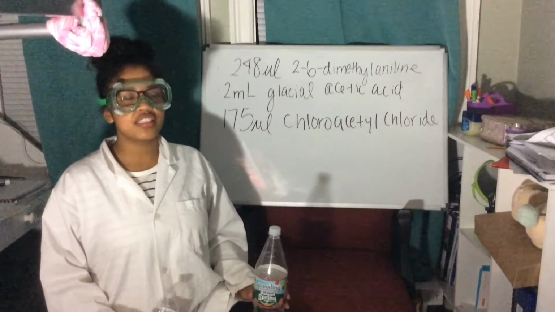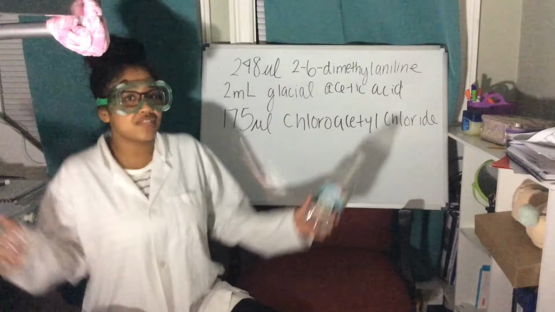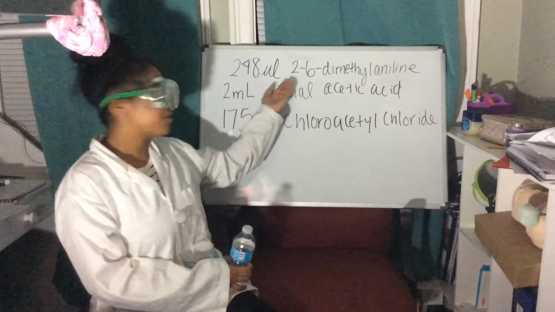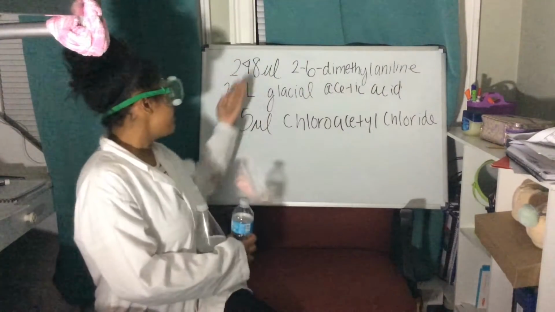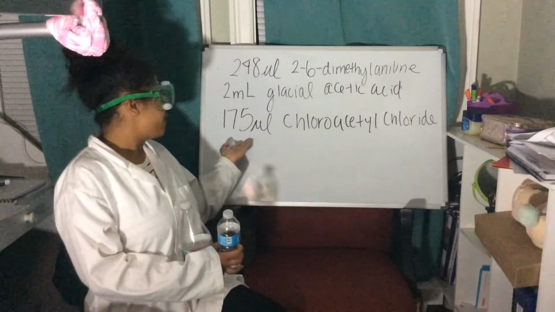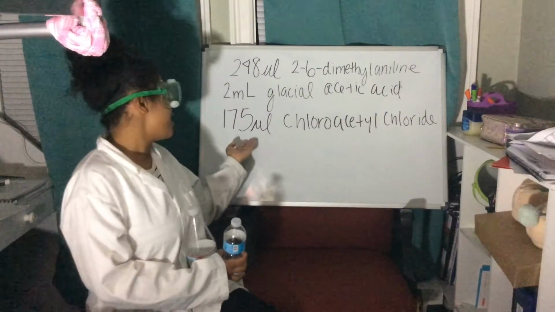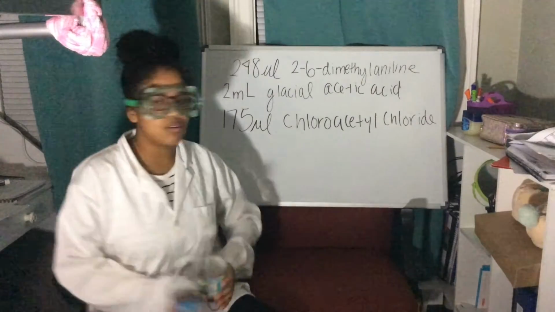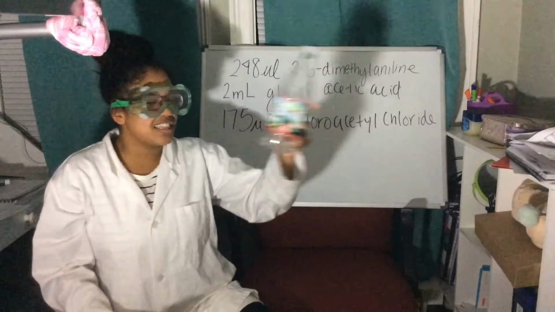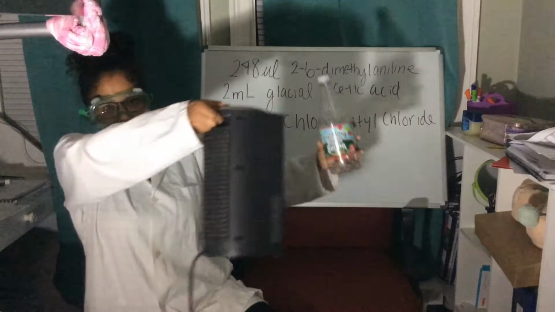To start off the synthesis of lidocaine, in the first part we took 248 microliters of 2,6-dimethylaniline, mixed that with 2 milliliters of glacial acetic acid, and 175 microliters of chloroacetyl chloride. We mixed those in a flask, swirled it around, and then heated it up.